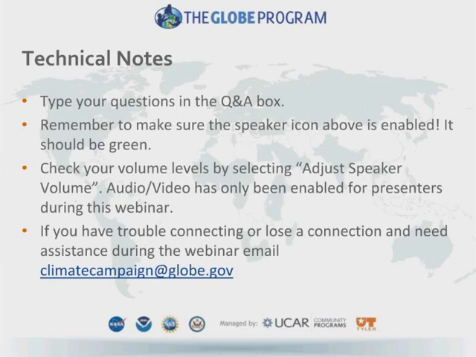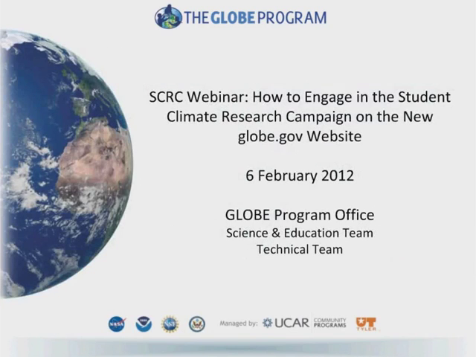The other thing that you should notice, the second item, is that there's a speaker icon at the top of your screen. That should be green. You can also adjust your volume levels if you're having difficulty hearing by adjusting the speaker volume. And if you have challenges that you're not able to resolve on your own, send an email to climatecampaign@globe.gov. We have some staff who are monitoring that email address, and they'll be able to help you get back on. We're going to try to hold this to 20 or 25 minutes, and so let's get started.